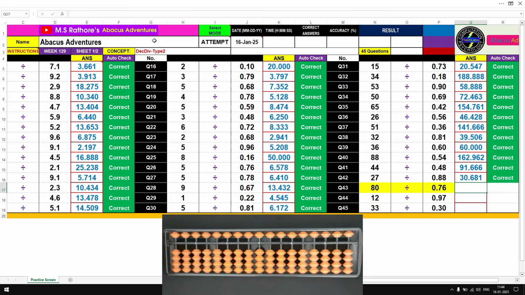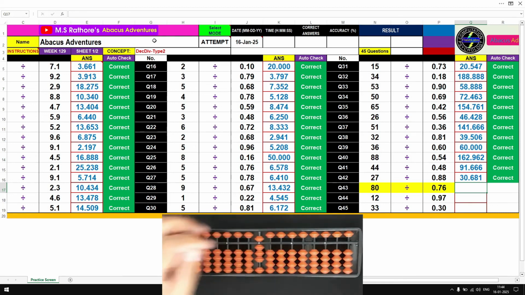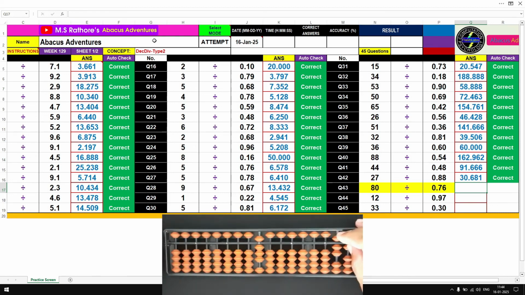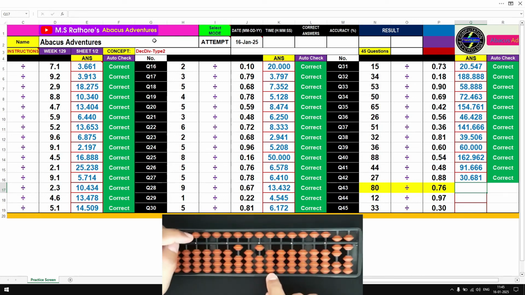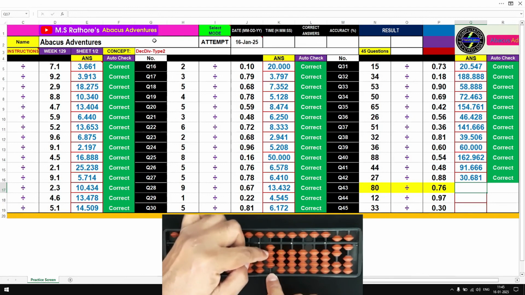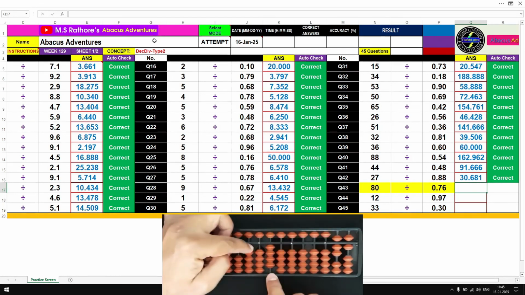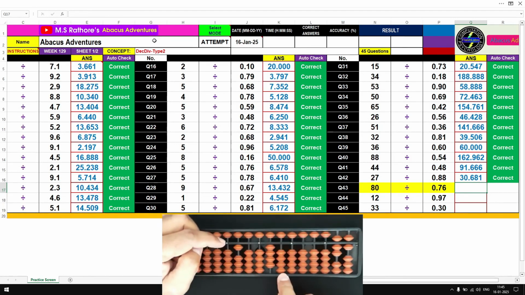Question number 43, 80 divided by 0.76, 80 divided by 76. My finger is below 8. 7 ones are 7, shifted. 6 ones are 6. We have to take a 0 here because we cannot divide 4 by 7. So 7 zeros are 0, shifted. 6 zeros are 0, new number is 40.